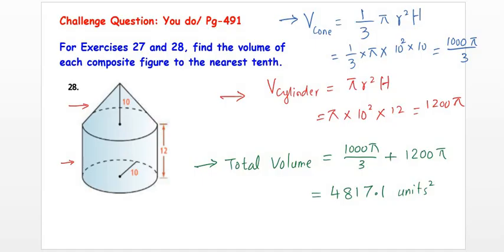So here is the solution for this question. The volume of the cone is becoming 1000 pi over 3. The volume of the cylinder is 1200 pi, and then I added both and I wrote the answer directly in decimals, because in the question they are saying to give your answer to the nearest tenth, so I gave it to the nearest tenth, right?